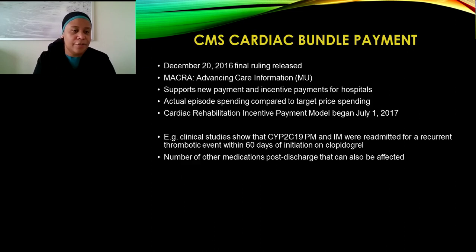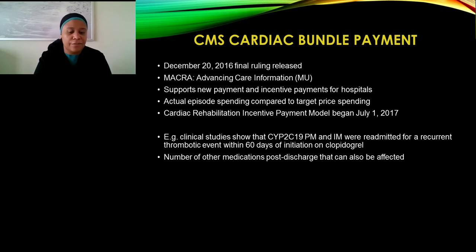So CMS has this cardiac bundle payment, and this is all coming back to value-based medicine. MACRA is the law that does that. It's supporting new payments and incentives for hospitals to reduce readmission. So this is very useful for hospitals that have cardiac units.